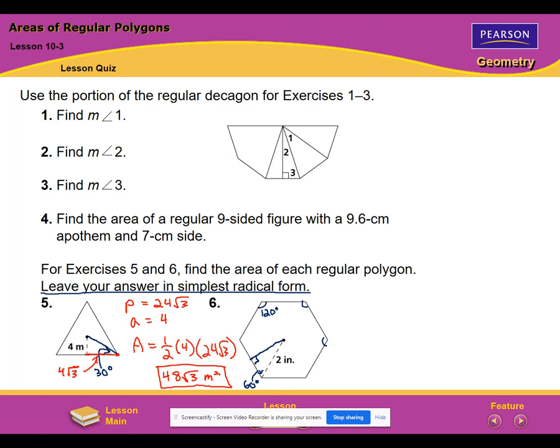That's actually the hypotenuse of this special right triangle, a 30-60-90 special right triangle. And if the hypotenuse is 2, that means this length here is 1, and that means this length right here is 1 root 3, or just root 3.